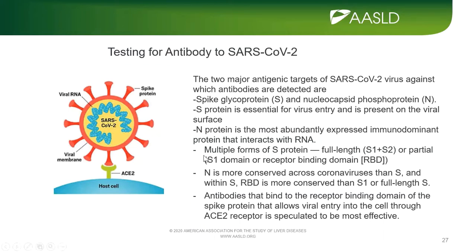There are multiple forms of the S protein: the full length, S1 and S2, or the partial, the S1 domain, or the receptor binding domain, which is important because this is a target for vaccine development. N is more conserved across coronaviruses than S, and within S, the receptor binding domain is more conserved than S1 or the full length S. Antibodies that bind to the receptor binding domain of the spike protein, that allow viral entry into the cell, are speculated to be the most effective, which is of course why this is a target for vaccine development.